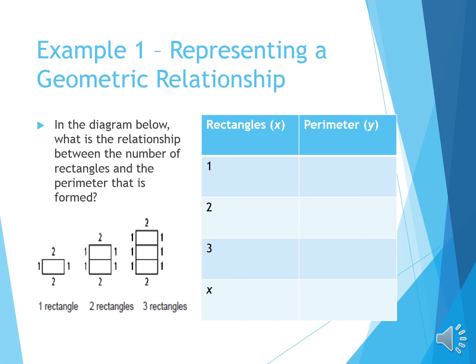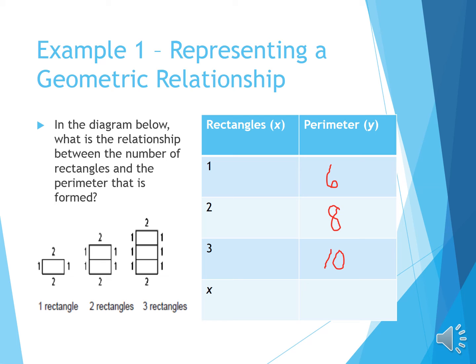Here's an example of representing a geometric relationship. In the diagram below, what is the relationship between the number of rectangles and the perimeter that is formed? Pause the video at this point to give yourself a chance to figure it out. So when we have one rectangle, the perimeter is 6. When we have two rectangles, the perimeter is 8. And 3 would have 10.